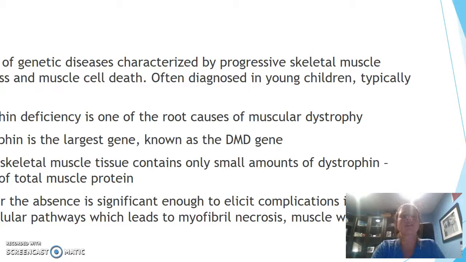Dystrophin deficiency is one of the root causes of muscular dystrophy. Dystrophin is one of the largest genes known in the gene code. It's also known as the DMD gene. It's a protein, and normal skeletal muscle tissue contains very small amounts of dystrophin, like 0.002% of total muscle protein. But its absence is significant enough to create complications in the intercellular pathways, which leads to myofibril necrosis, muscle weakness, and fatigue.